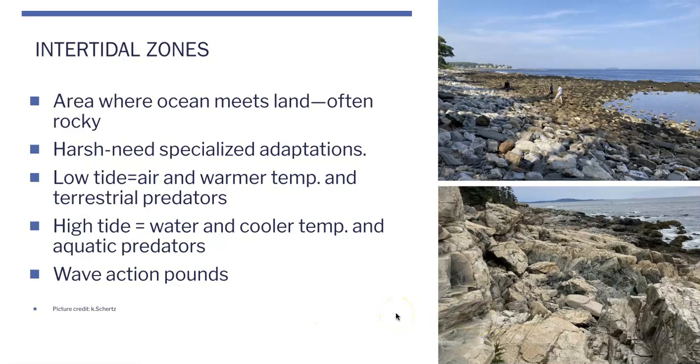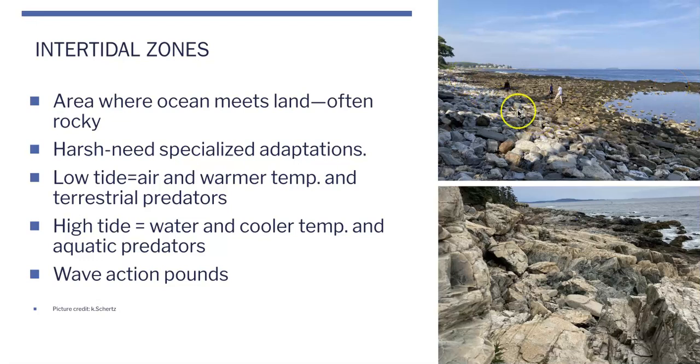The next type of aquatic biome is an intertidal zone. This is an area where ocean meets land and is often rocky. It is very harsh, so the tides come in and out, and at low tide, so at high, so kind of see the difference here in the color of the rocks. Well, these rocks are a different color because they're wet, so they were underwater earlier in the day, and then the tide went out. So this is low tide.